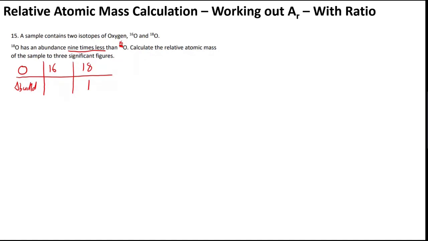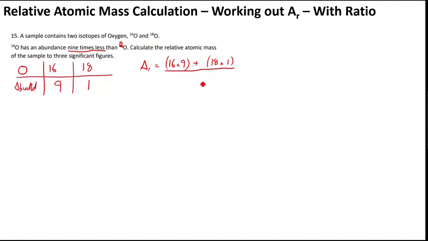What number is 9 times bigger than 1? Well, that's 9. Hopefully you can do 9 times 1 by now. And now you've got every bit of information in the table. You can just plug it into the equation. So mass 1 is 16 times abundance 1, which is 9, plus mass 2, 18, times abundance 2, which is 1.